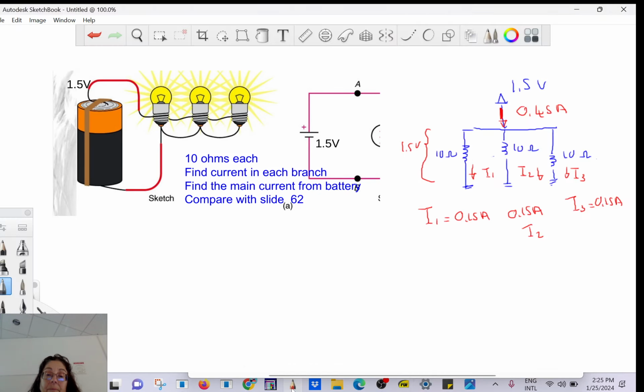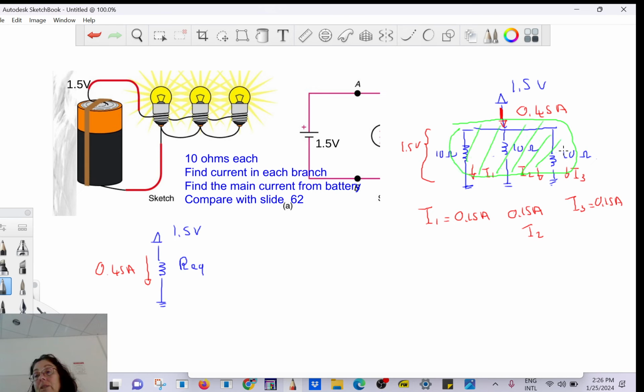Okay? Are you with me? So let's see if my mathematical tool trick is working. Now I have my 1.5 volt and I want to replace all of those loads here by one single resistance. I call that the equivalent resistance. And now I know that it's going to drain 0.45 amps.